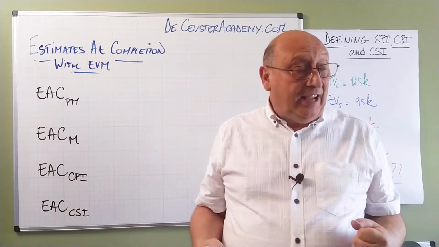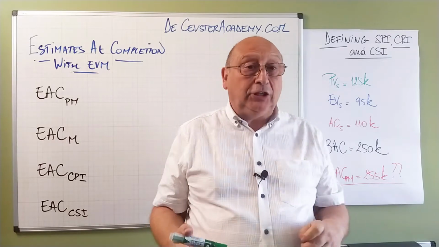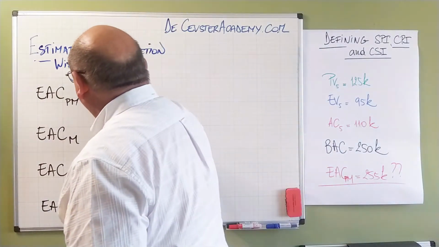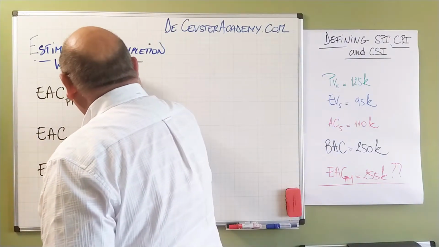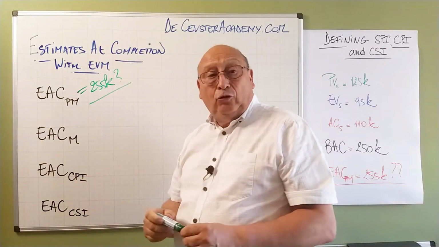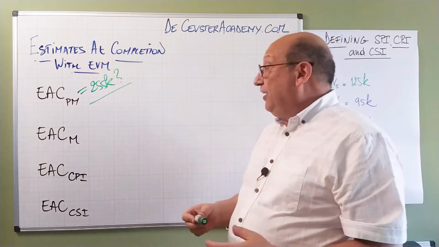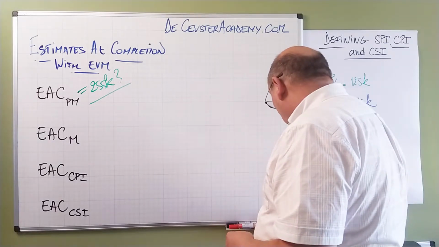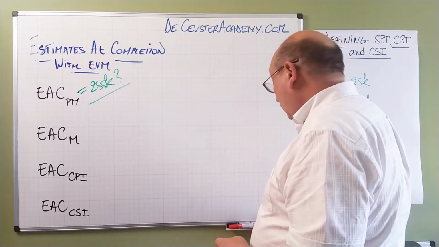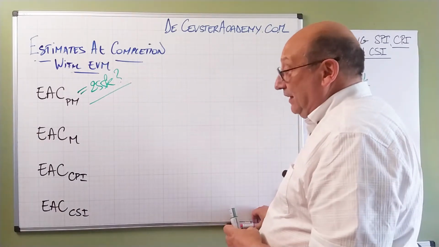Now, in our case, we said that the estimate of the project manager is 255K. But is that correct? And do we have some means to verify this? Well, the first thing we're going to do is to look at some other estimates.